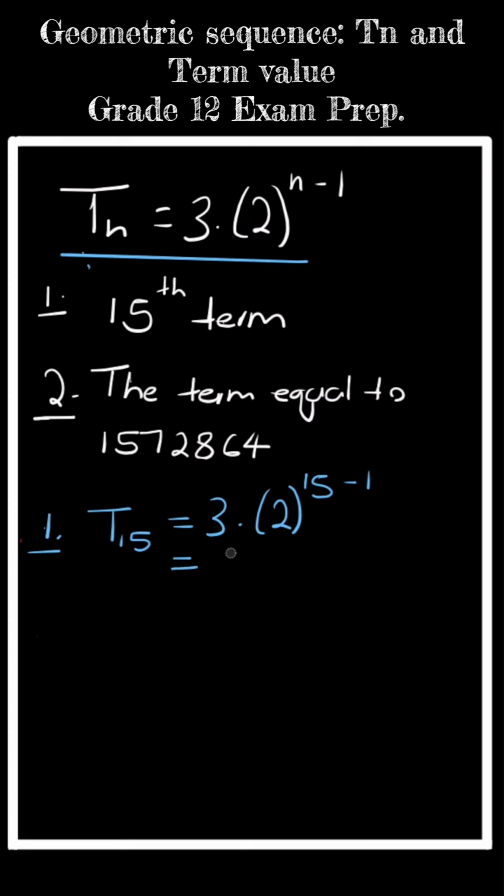Then we simply substitute this into your calculator. You should get 49,152, and that will be our solution for the first part of the question.